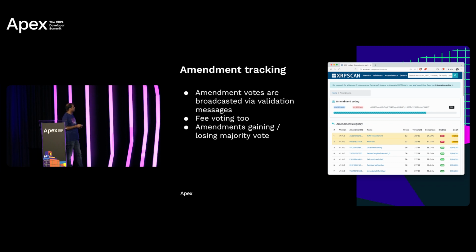Then there's tracking things like an amendment gaining majority or losing majority. If you have 80% and you just go below 80%, to 79%, then the 40-day counter resets, and you need to start again. So tracking these things requires you to store validation messages. If you do not have them, you lose out. So that's the dashboard which is coming out of the validation messages.